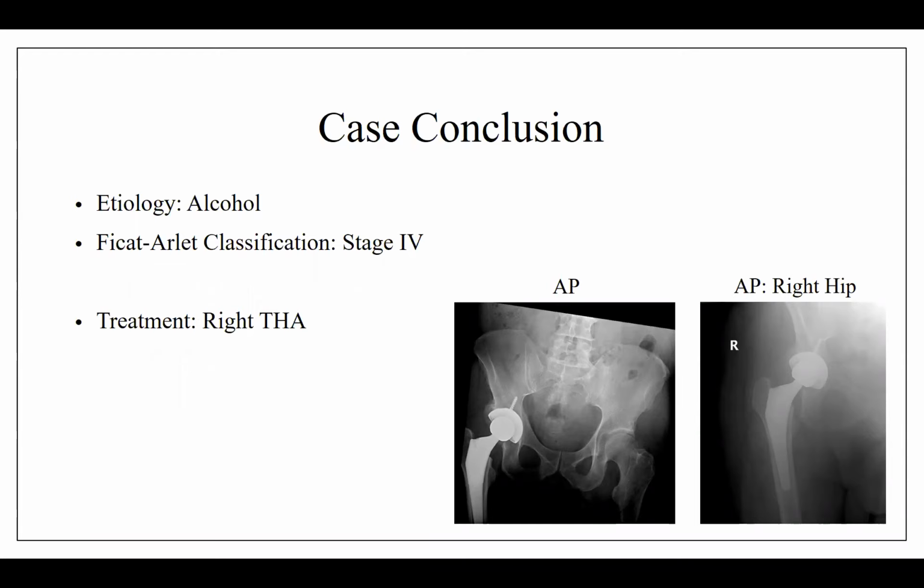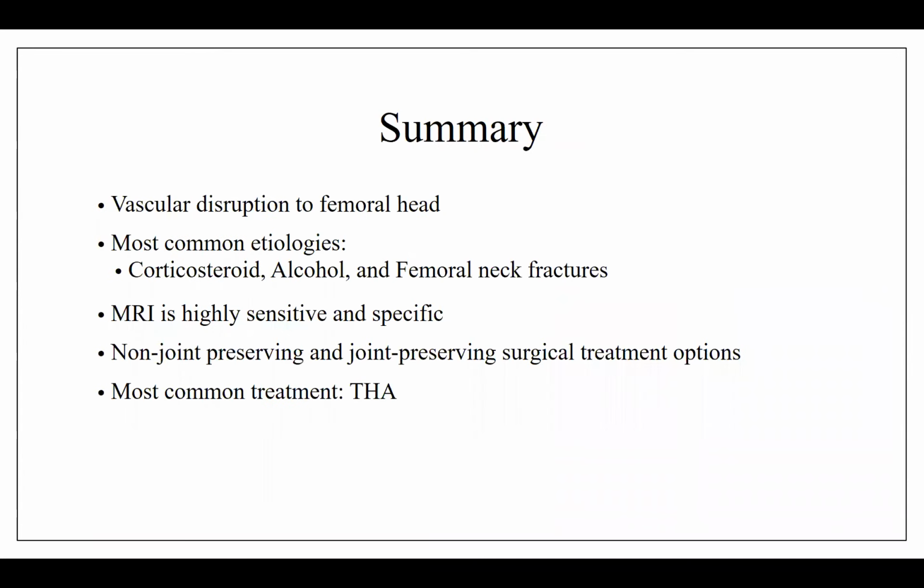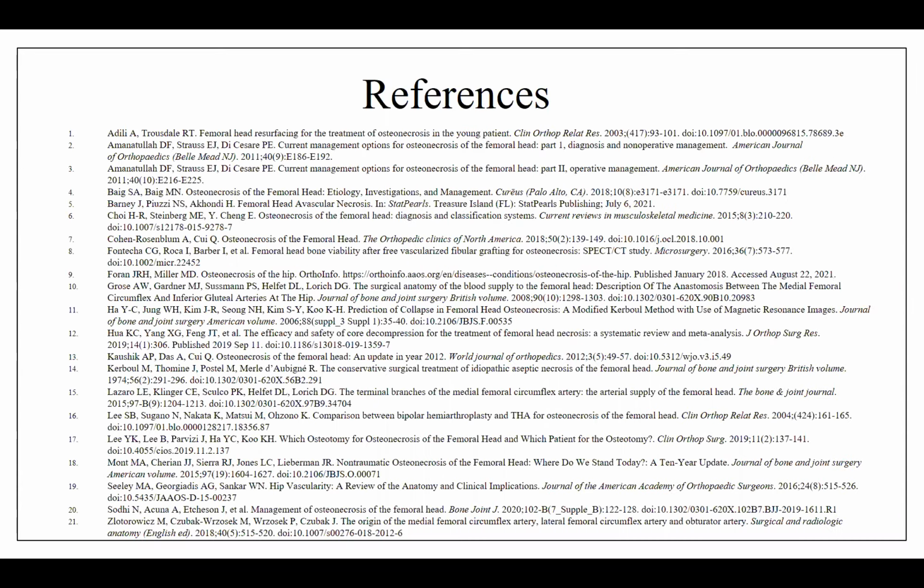So in summary, ABN is caused due to a vascular disruption to the femoral head. The most common etiologies are corticosteroid use, alcohol use, and femoral neck fractures. MRI is highly sensitive and specific for diagnosing ABN, especially if you have normal X-rays. Non-joint preserving and joint preserving surgical treatment options are available, and the most common treatment still remains to be total hip arthroplasties. These are my references. Thank you.